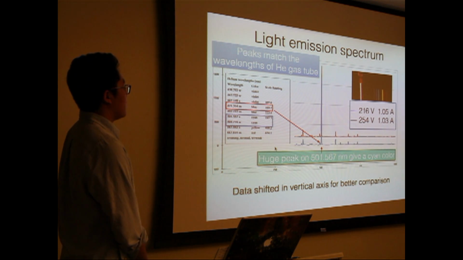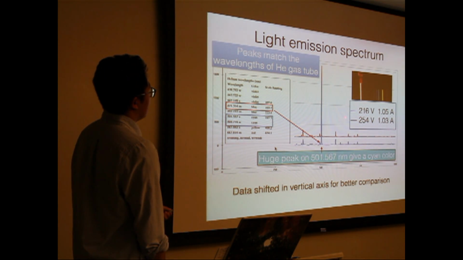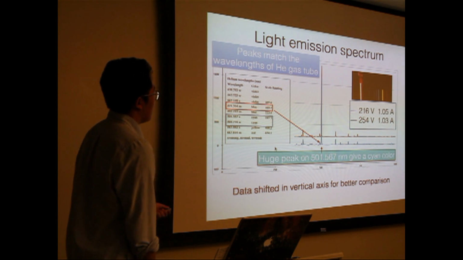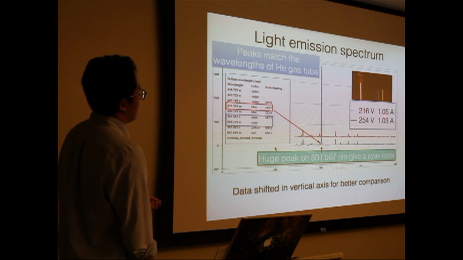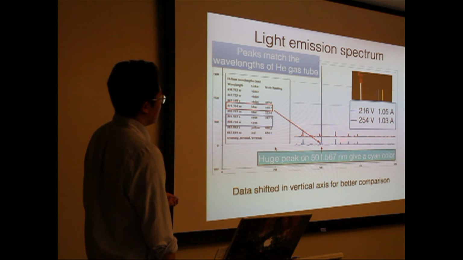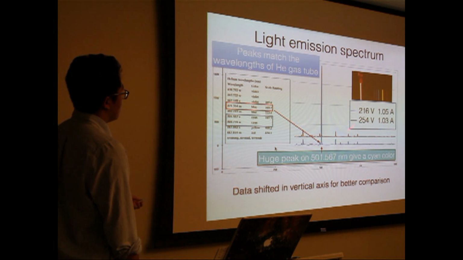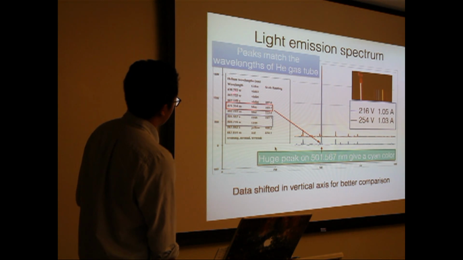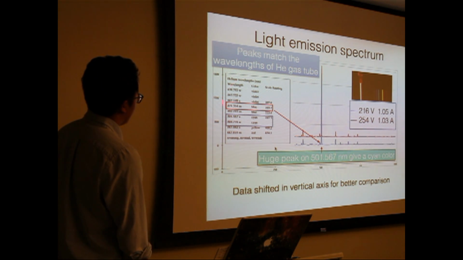I used the spectrometer at different voltages to measure the spectra. First, I applied 200 volts and also 250 volts. At different voltages, they give exactly the same peaks in the spectra. If we go back to the chart of the helium wavelengths, those peaks perfectly match the peaks of helium.